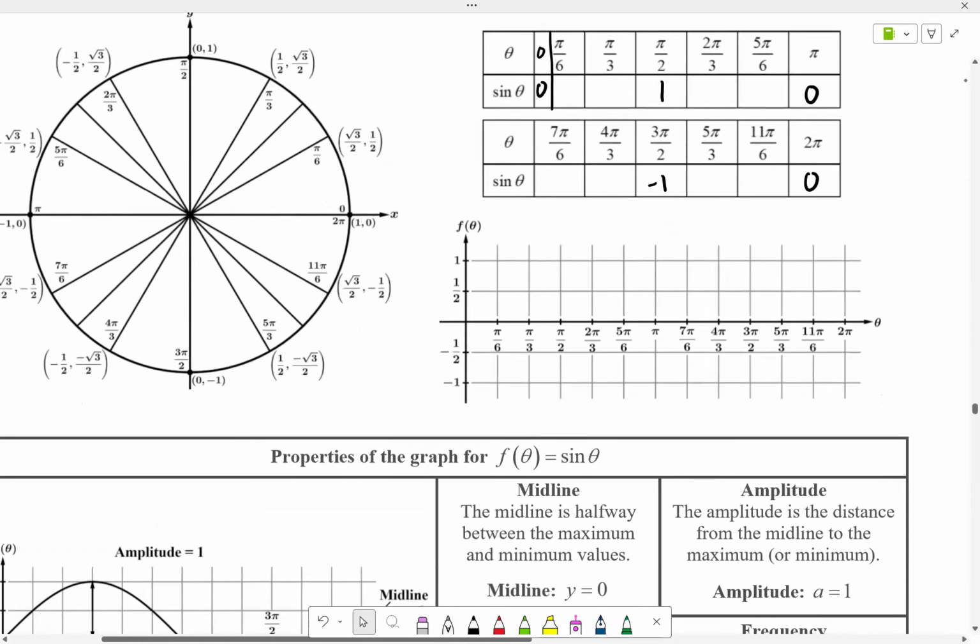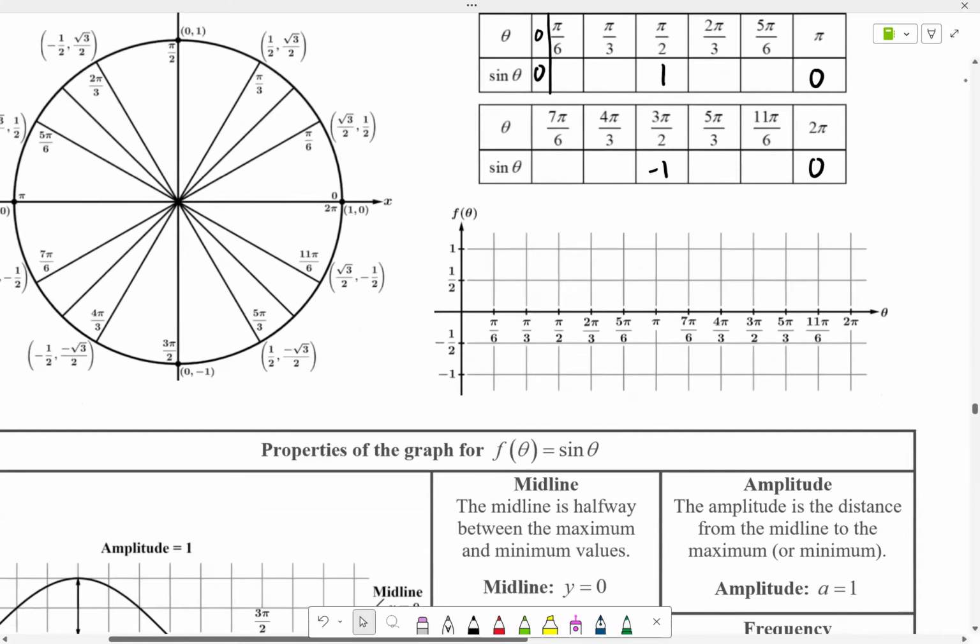And I could take these values and plot them on this graph. Sine of 0 is going to happen right here. Sine of pi over 2 is right here. Sine of pi is 0. Sine of 3 pi over 2 is -1. And sine of 2 pi is 0. And these all come from the unit circle. They're all available to you at any time as long as you know the unit circle.